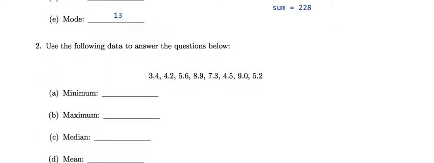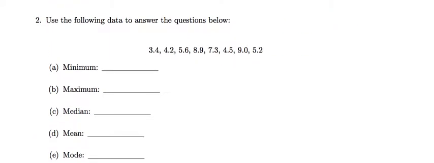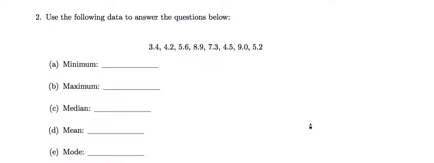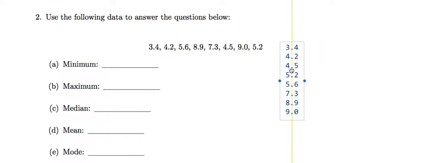Moving on to the next question here, which is very similar, just a different set of data. Again, we can just list the values from smallest to largest, and then we can see clearly that the minimum value is 3.4. The maximum value down here is 9.